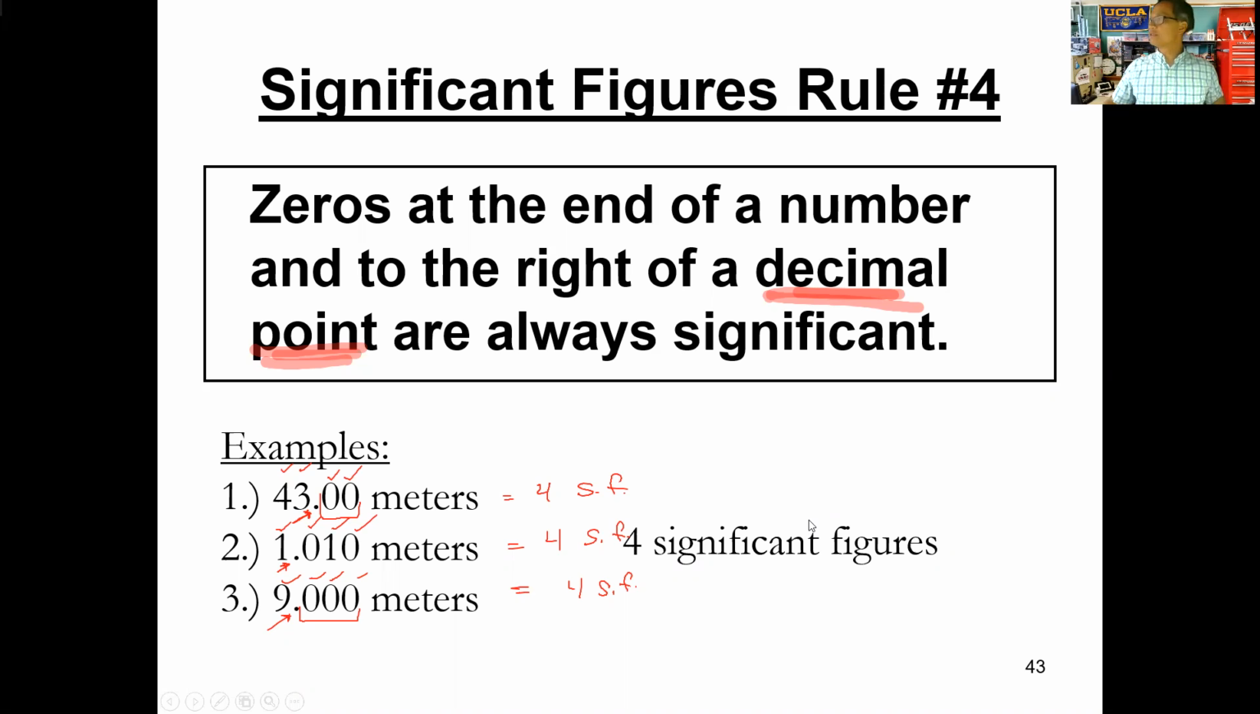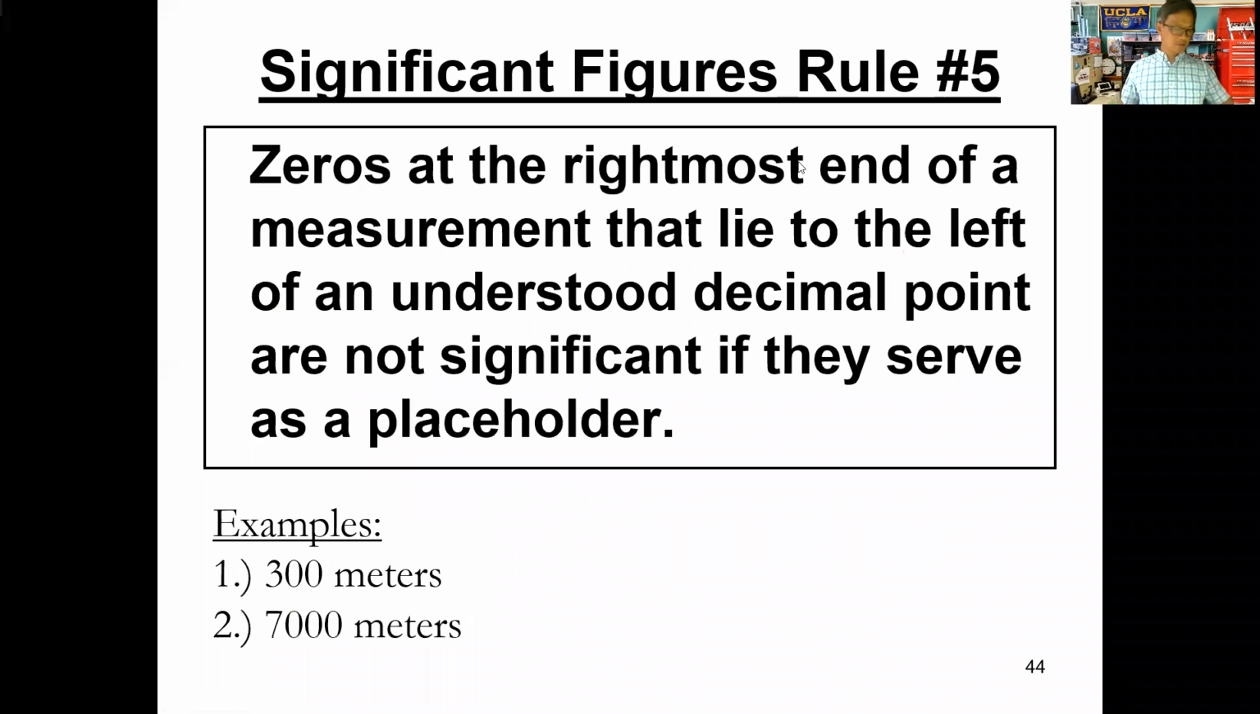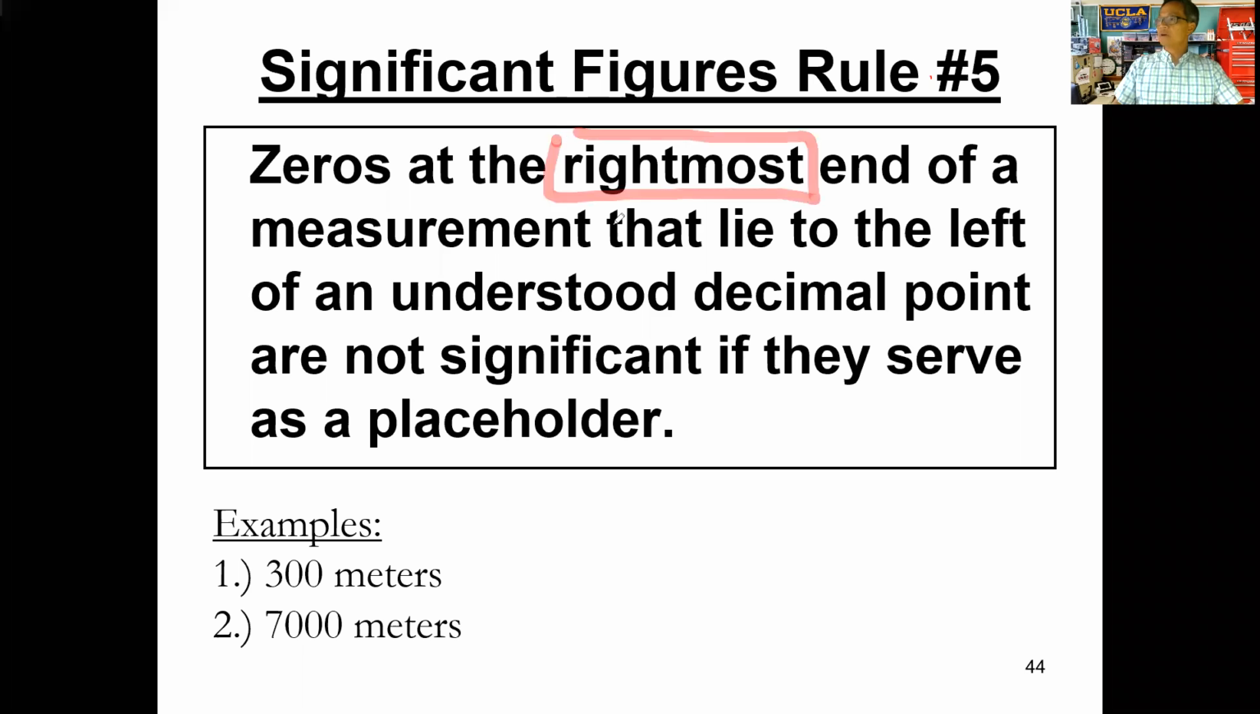Okay? Let's go ahead then. Let's take a look at the last rule here, and let's go through this. Okay? The last rule deals with zeros furthest to the right. Again, the rightmost zeros, and so we're dealing with the rightmost 0 again. Okay, let me go write this down. So again, we're dealing with the rightmost 0. Okay, so this time though, if the decimal point is understood, an understood decimal point, which simply means a decimal point that is not clearly written in there.